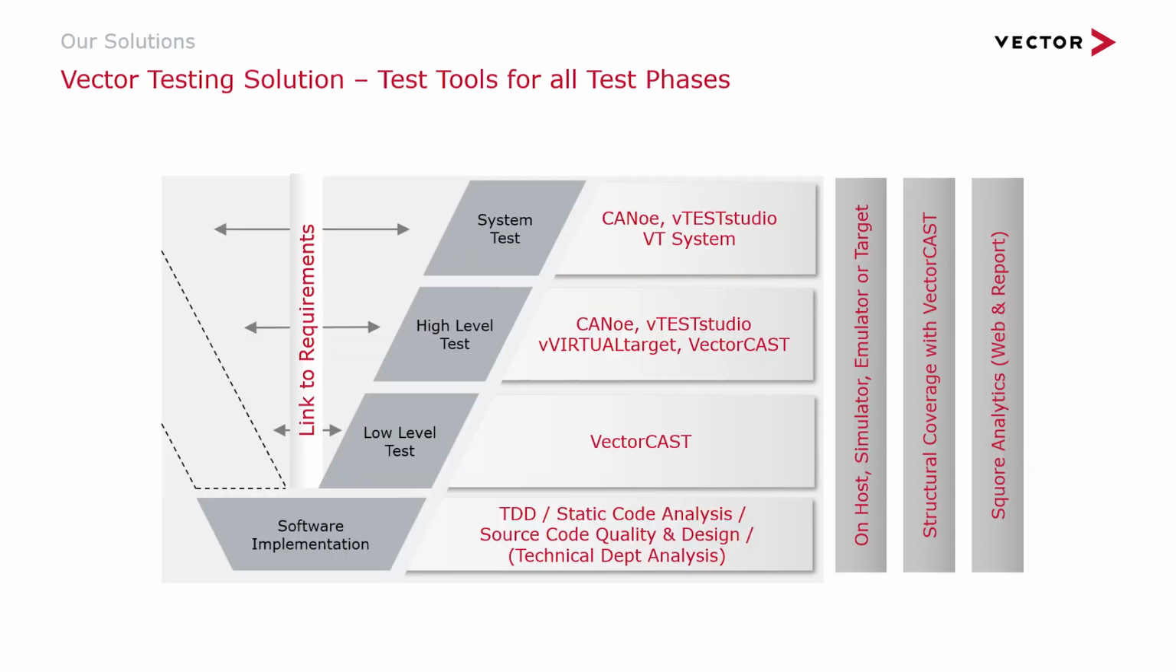Now, how can we help with Vector tools? We've focused in this session on the right side of the V model, on the testing part of the V model. And my personal focus is on the product VectorCAST, which can help in unit testing and in software integration level testing. And we can measure code coverage in all of these levels.